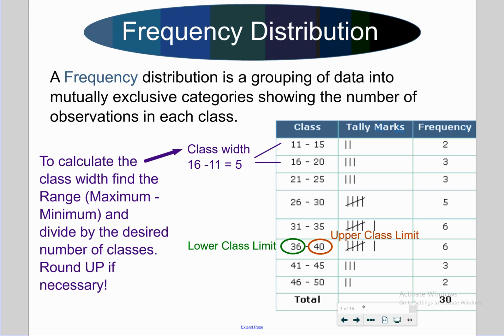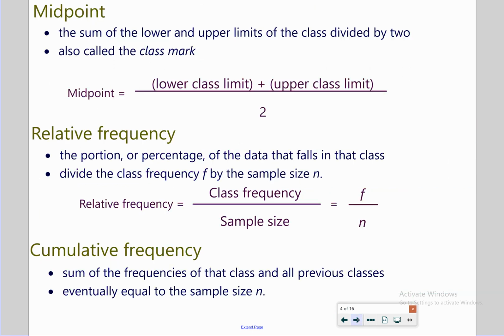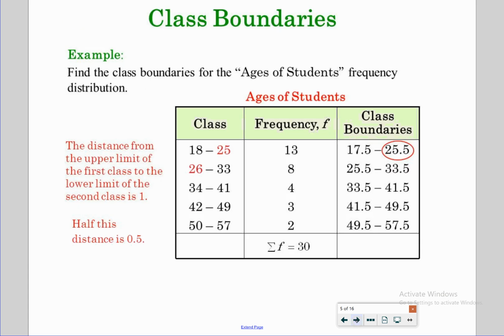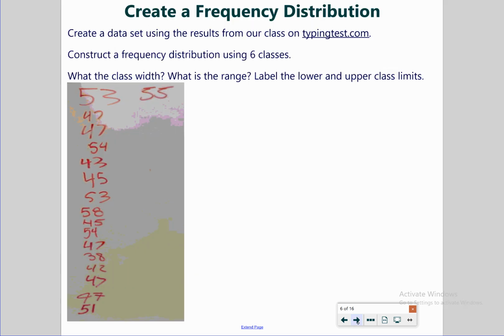When we calculate that, if you get a decimal, you always round up. So if I got 10.3 when I did that calculation, I would round up to 11. That ensures that my classes are wide enough for all my data values to fit. If we round down, you're going to be stuck with some of your data values not getting in your table at the very end. Okay, so we're going to practice this with our typing test that we did yesterday, and we'll come back to these definitions in a minute as we get to them.